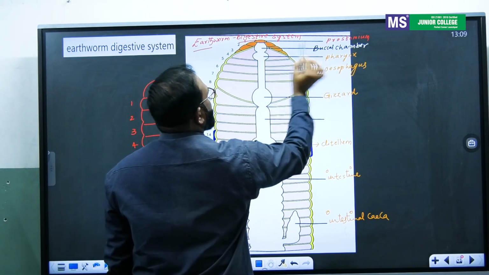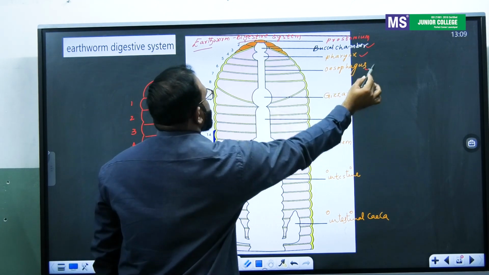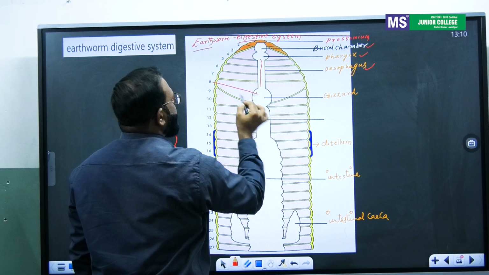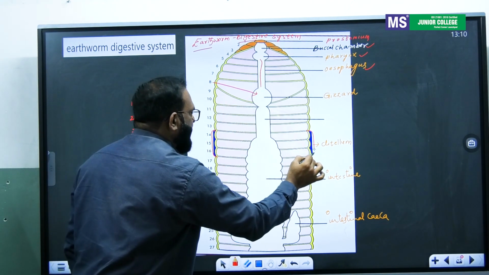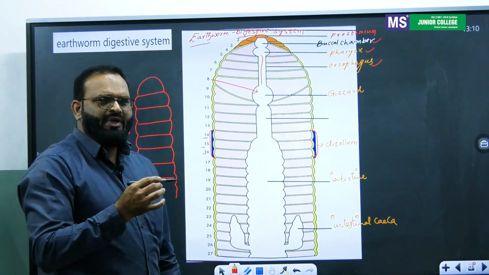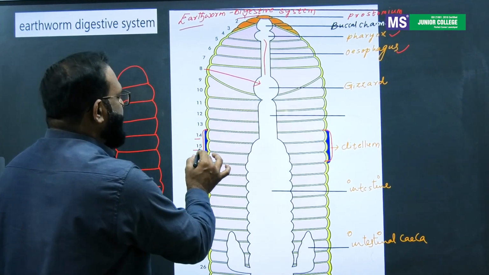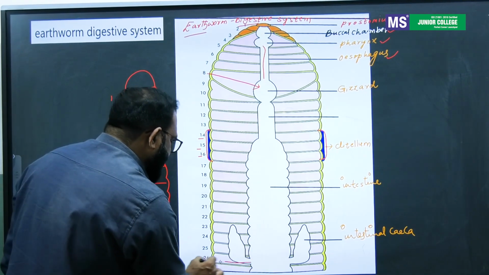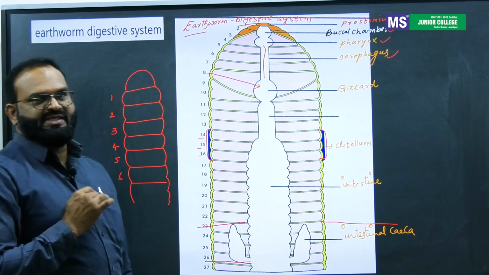Now here, prostomium, buccal chamber, pharynx, see the 4th segment, esophagus from the 5th to 7th segment, gizzard in the 8th segment. And clitellum, don't forget to draw the clitellum, which is present in the 14th, 15th, 16th segments. It will give an additional attraction, students. Same like that, the intestine from the 15th segment to the last segment, intestinal caecum. You have to draw this, intestinal caecum.